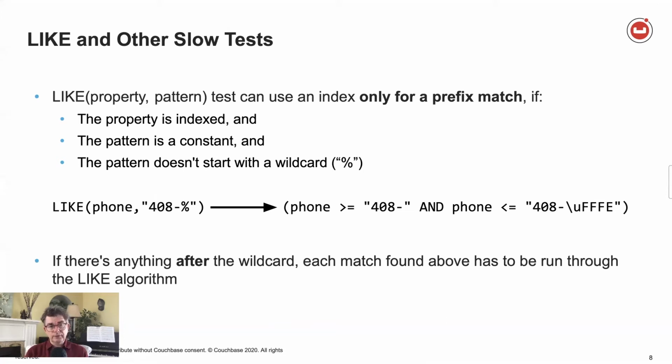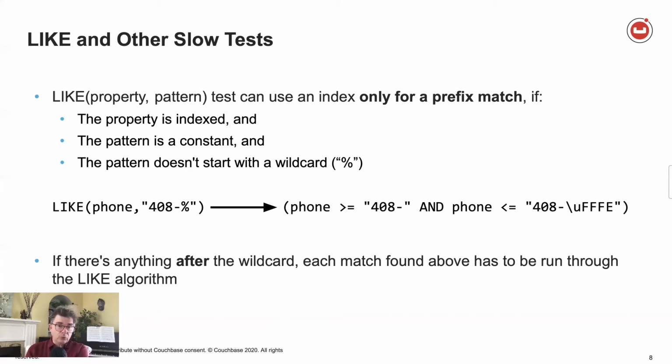And we can in turn expand that to mean that the string is greater than or equal to 408-, and it's less than or equal to 408- followed by the maximum possible character value, which, since this is Unicode, is a little weird. It's this X thing there. But that's a range expression. It's a greater than or equal to, and a less than or equal to test. So we can find that in the index. So yeah, it would just be a range of values once it finds the first one that starts with 408. So that test is effective.